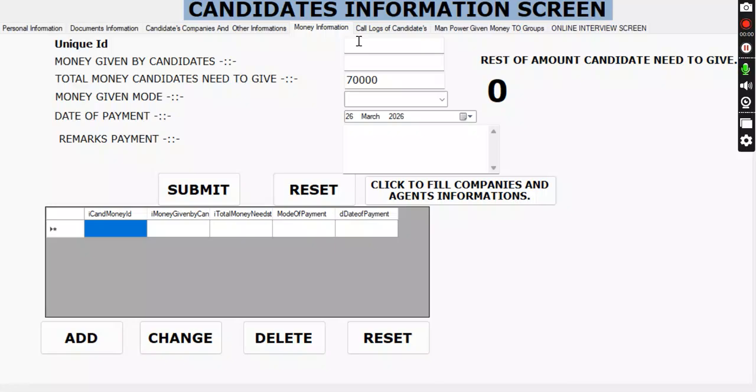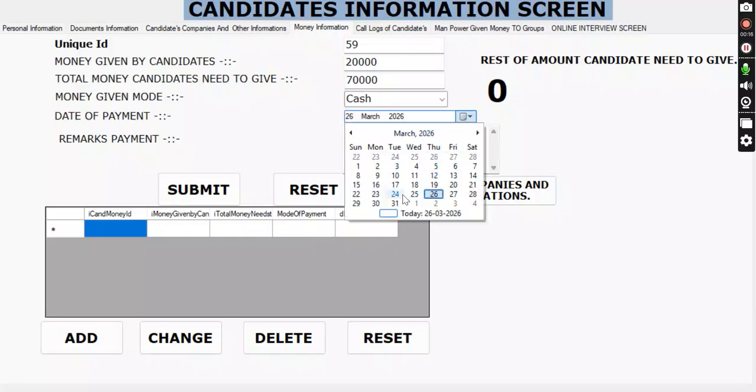He is going to press add. So money given by candidate. Assume that the candidate has given 20,000. Money mode is cash. Date of the payment, assume it was given on the 24th.